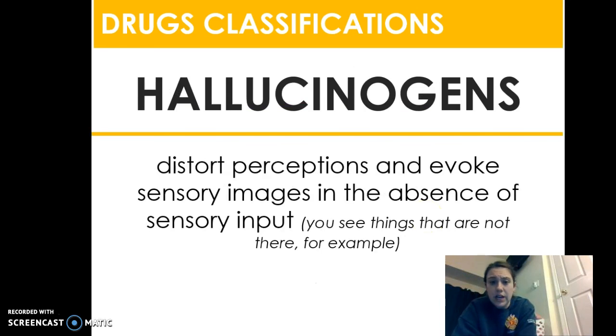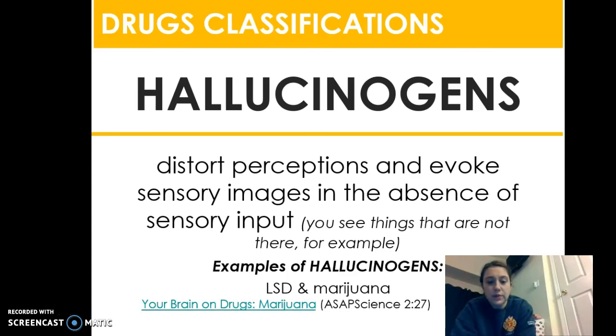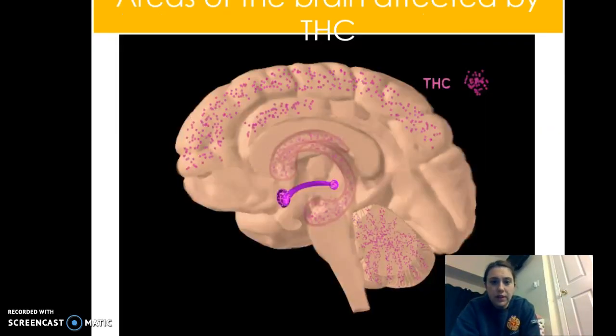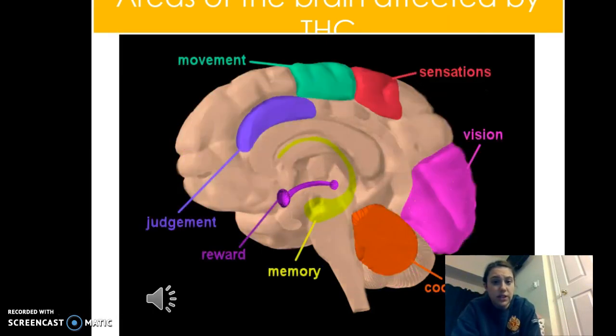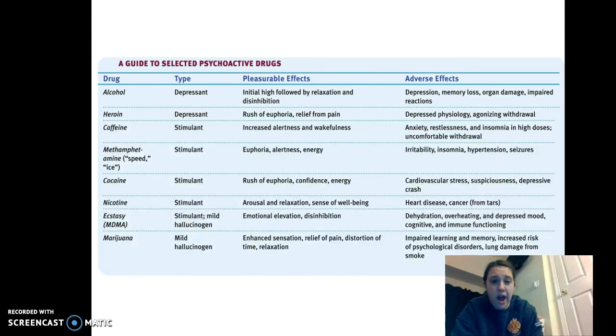All right, hallucinogens are drugs that distort perceptions and make you see or hear things that aren't there. They evoke sensory images in the absence of sensory input. Examples: LSD, speed, and marijuana. Again, we can't watch this video, but you can watch it later. The areas of the brain affected by THC show you the widespread effect of THC in the brain. It's going to impact movement, sensations, vision, memory, reward centers, and judgment.